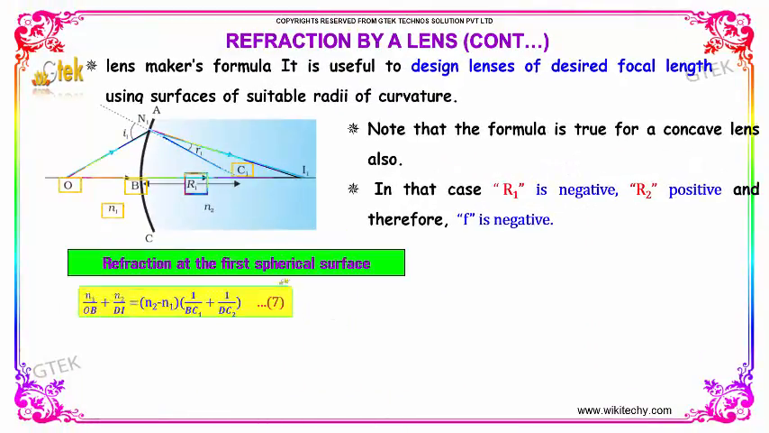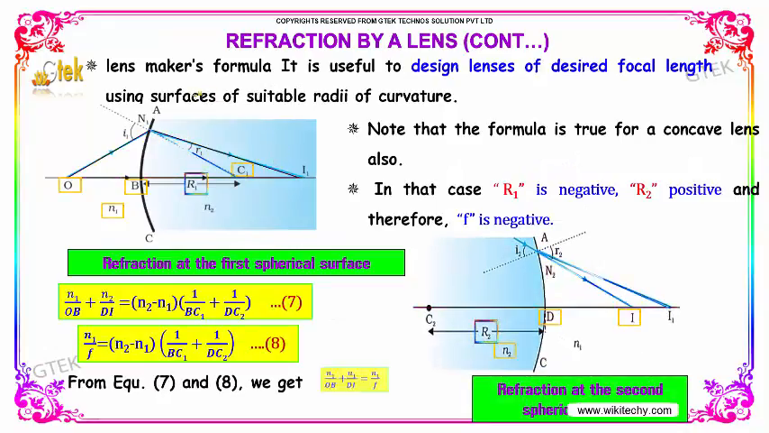The lens maker's formula is useful to design lenses of desired focal length using surfaces of suitable radii of curvature. Note that the formula is true for a concave lens also. In that case, R1 is negative and R2 is positive, and therefore f is negative.